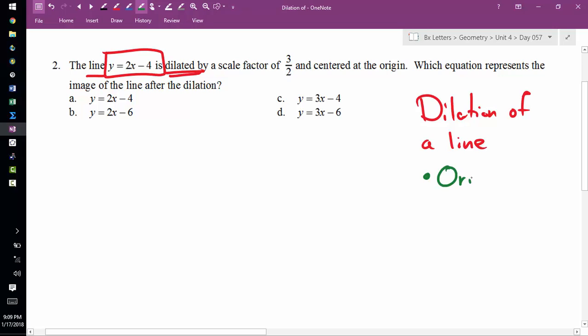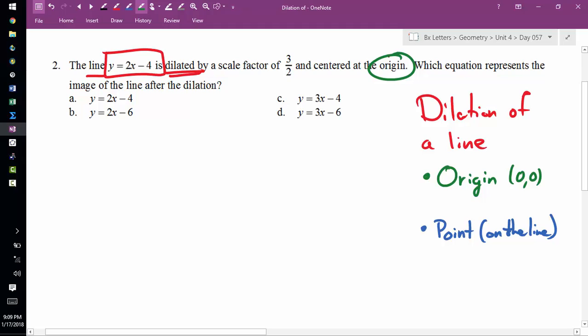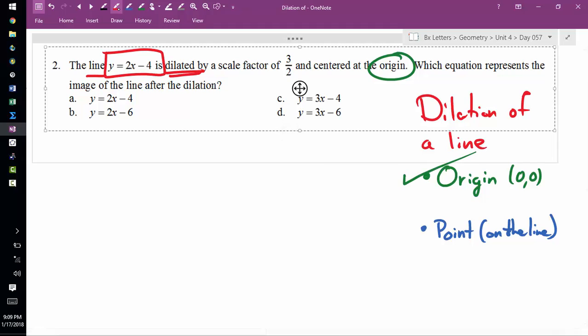And when I have this kind of problem, there's two options. It can be about the origin, or it can be about a point. And for the regions, it will always be on the line. And the origin is a point, but it's a very special and specific point, 0,0. And if I just scan through, I can see it's about the origin. This is the kind of problem that we're going to be doing.